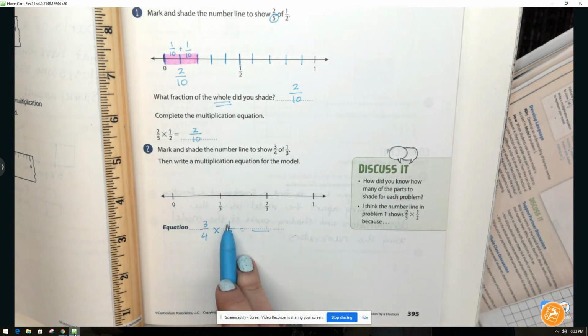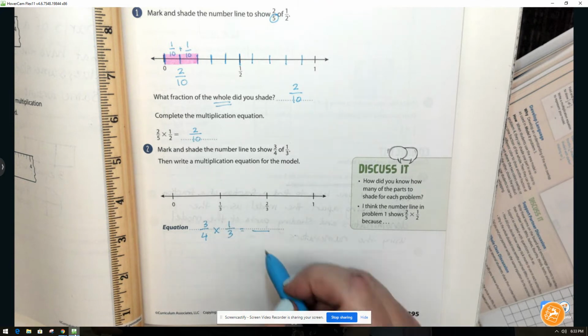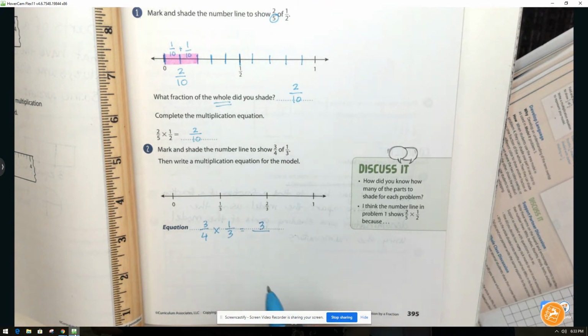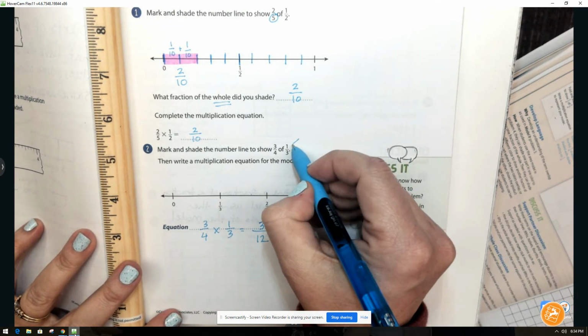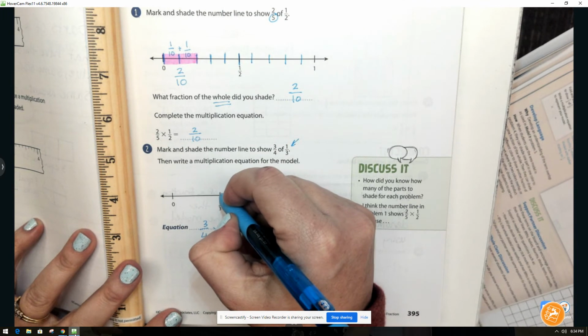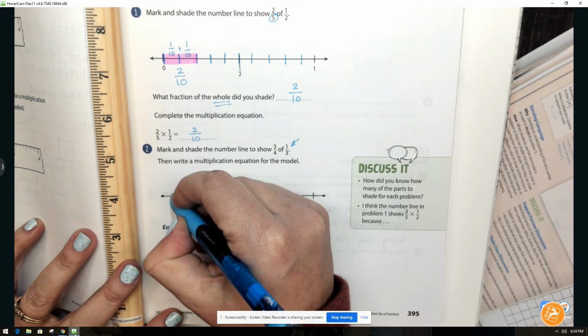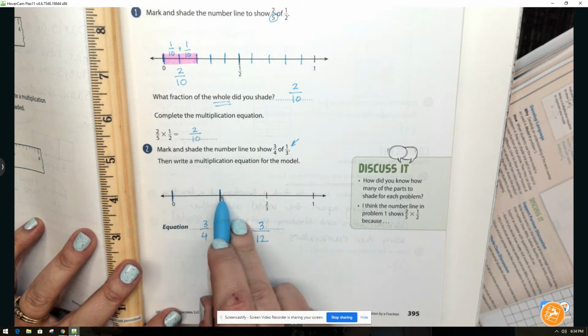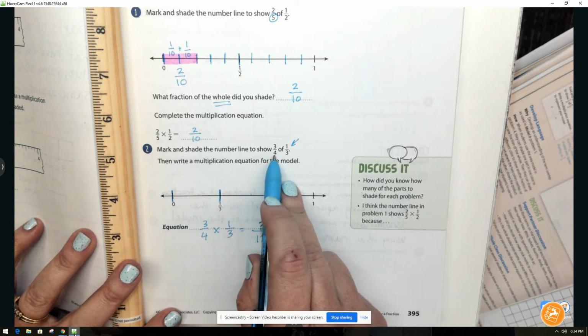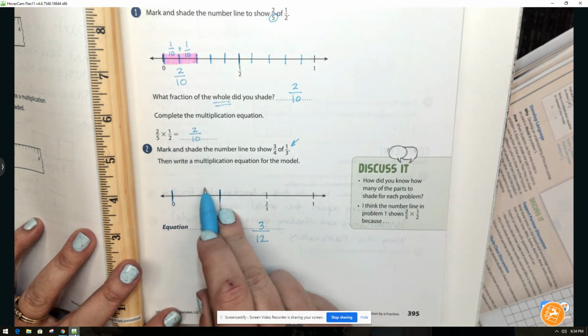Remember, multiply your numerator times your numerator. 3 times 1 is 3. Then multiply your denominators. 4 times 3 is 12. So our answer is going to be 3/12. But you can't just take my word for it. Now we've got to draw the picture to make sure that it matches what we're supposed to be doing. So the first thing we need to do is find 1/3. So here is 1/3, and we're trying to find out, of this 1/3, what is 3/4 of this 1/3.